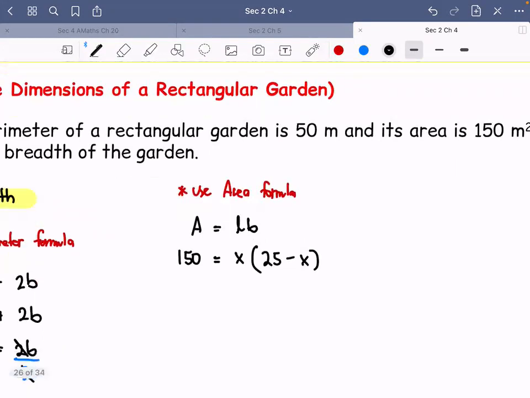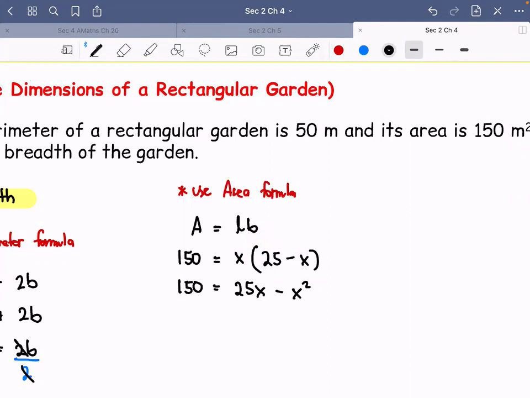So how do we answer this? We should transform this into standard form first. So bring down 150 equals, what do we do with this? How do we get rid of this bracket? We basically distribute x inside the brackets. So we'll get 25x minus x squared.